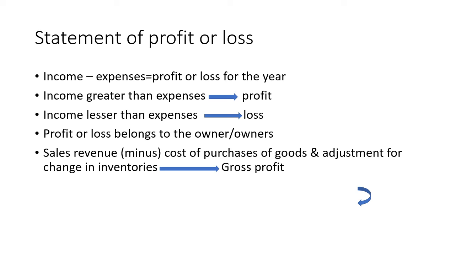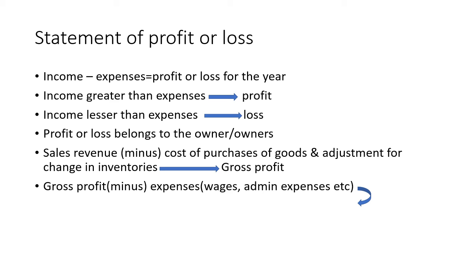So after recording all these adjustments, sales revenue minus cost of purchases of goods and adjustment for change in inventories gives you gross profit. From gross profit, you deduct all expenses: wages, admin expenses like electricity, telephone, insurance, all that. Then gross profit minus all other expenses gives you profit for the year.